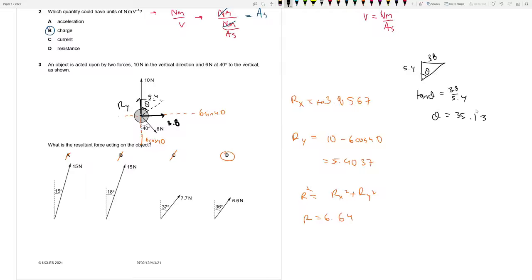I didn't use the exact values. If we use the exact values, 3.8567 by 5.4037, tan inverse of the answer gives us a value of 35.5. Yeah, 35.5 or 36 basically.